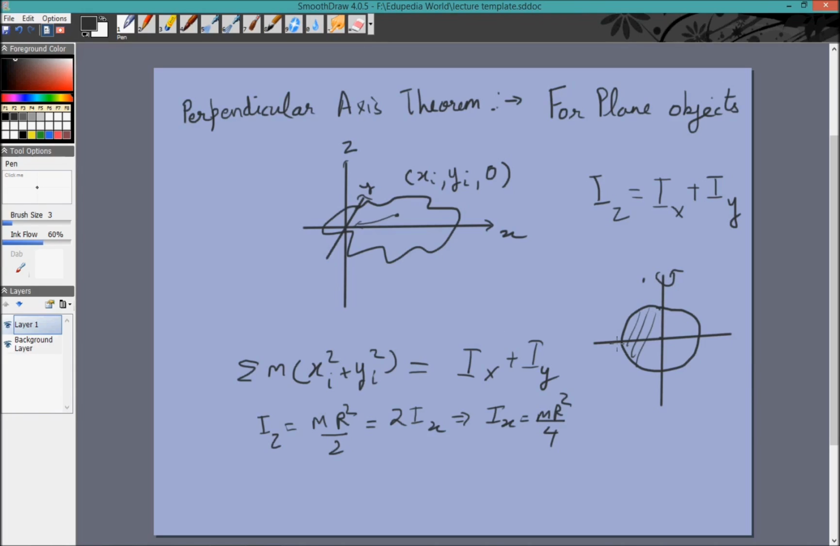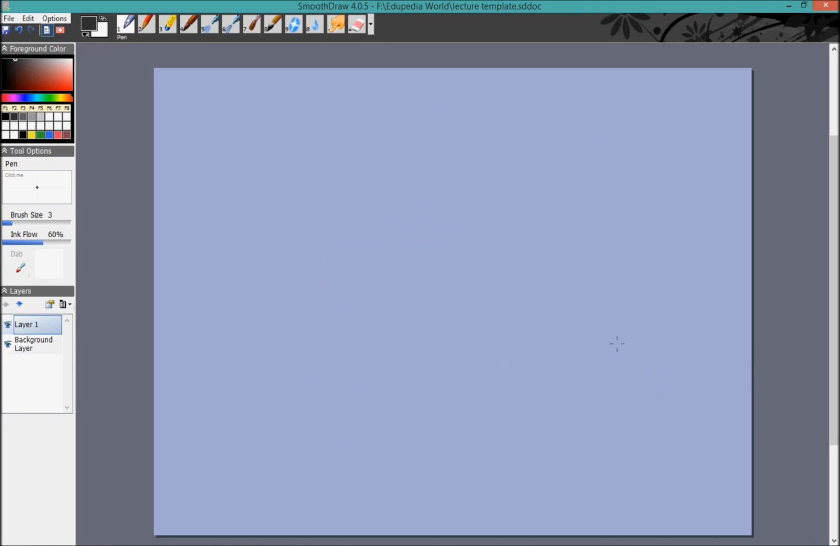So now, without actual calculation, we've found the moment of inertia of a disk about an axis passing through the diameter, right? So one small last concept left for moment of inertia, and that is a concept called the radius of gyration.